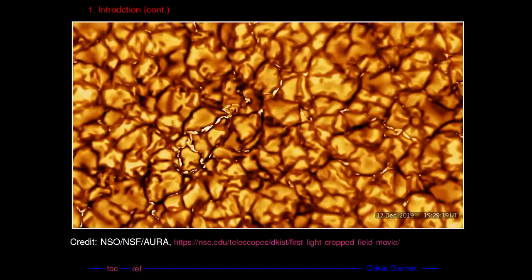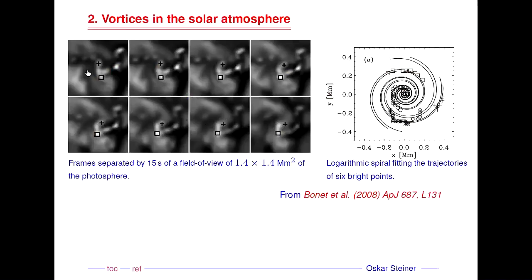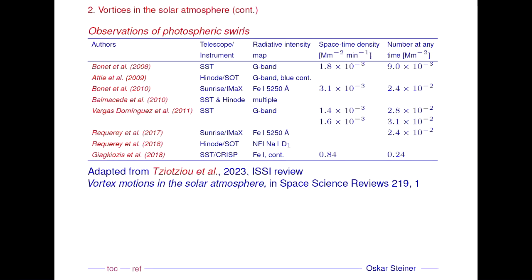And this bright stuff here, of that we know these are concentrations of magnetic fields. And especially when you follow these small-scale magnetic fields, you see sometimes, like here, that they move on a spiral pattern. And obviously they are caught in a vortex motion, and so that's a way how to discover, how to see vortex motions in the solar atmosphere. This has been done by Bonet and collaborators in 2008, and meanwhile there is a whole list of papers that have observed such vortex motions in the solar atmosphere.